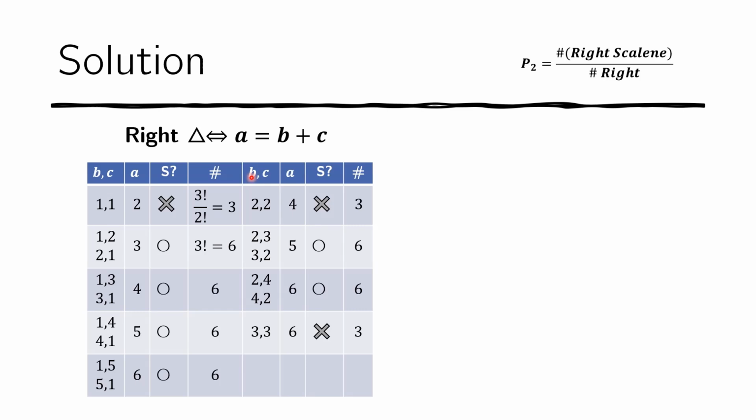So we increment B. And when we increment B, we have B equals 3. And then if we start with C equals 1, that's already covered. 3, 1 is here. So C equals 2, that's also covered. 3, 2 over here. So we start with 3, 3. 3 plus 3, then A would have to be 6. And again, this is a right triangle because it satisfies this, but it's not scalene because 3 and 3 are equal. And again, there are 3 of those. Now, this would be the last combination that we'd have to consider, because if we go further, let's say we increment from 3 to 4, then 3 plus 4 is 7, so that's not something we need to consider.